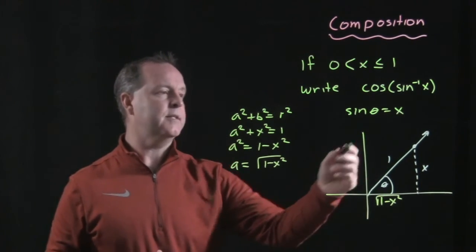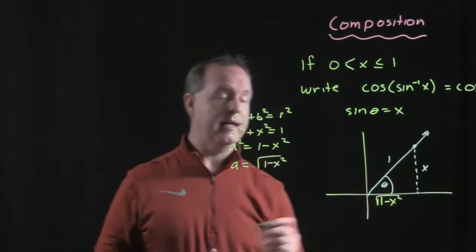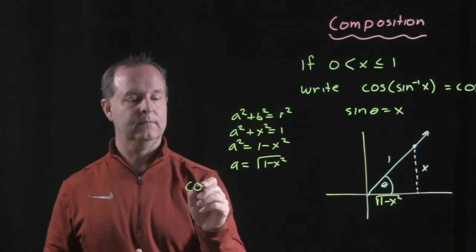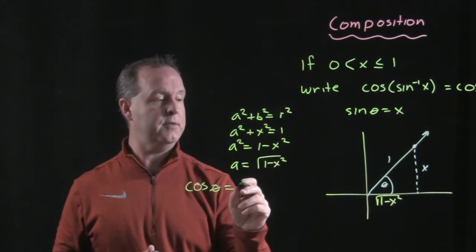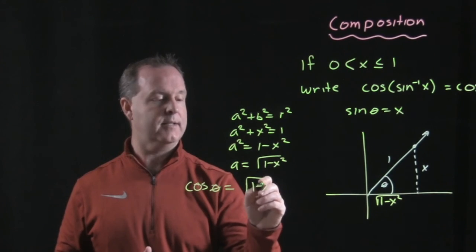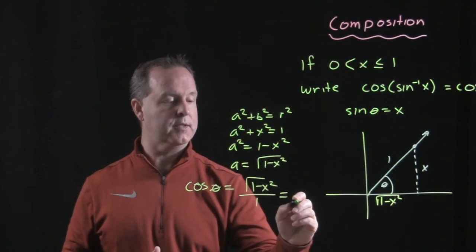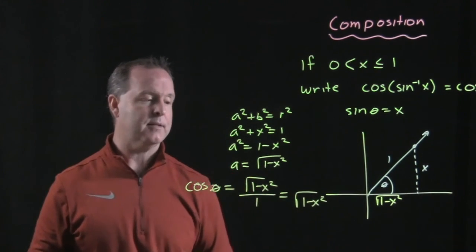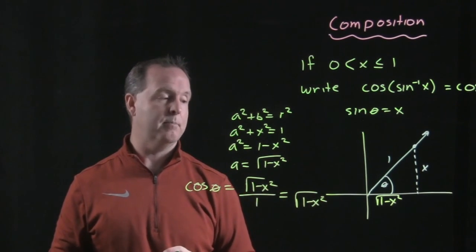Now what I'm looking for is my cosine of theta. And what is the cosine of that particular angle? Cosine theta equals adjacent over hypotenuse. Adjacent is the square root of 1 minus x squared over my hypotenuse, which is a 1, which just equals the square root of 1 minus x squared. And there's my algebraic statement of this particular composition function, the square root of 1 minus x squared.